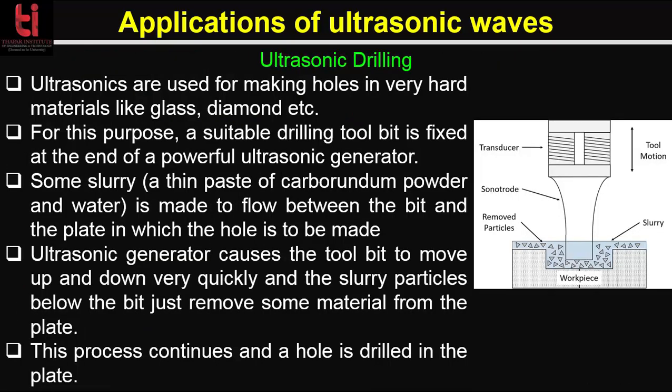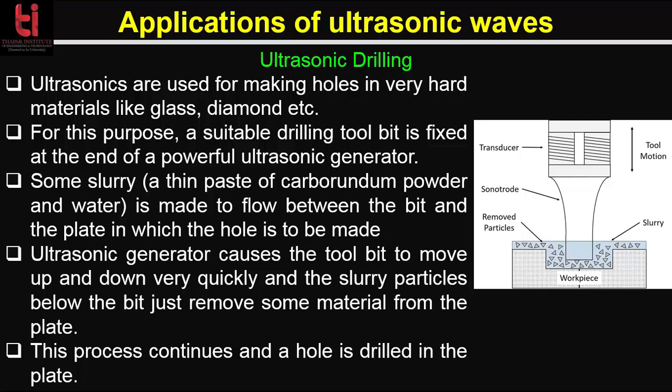Also, we can use ultrasonics for drilling, which is called ultrasonic drilling. Ultrasonics are used for making holes in very hard materials like glass, diamond, etc. For this purpose, a suitable drilling tool bit is fixed at one end of the powerful ultrasonic generator. Normally, the drill uses a piezoelectric actuator as its source of power and utilizes a variety of horns to vibrate or hammer its bit through the material.